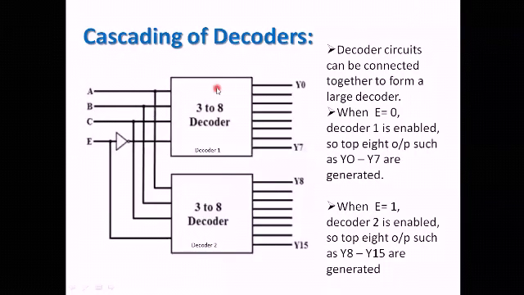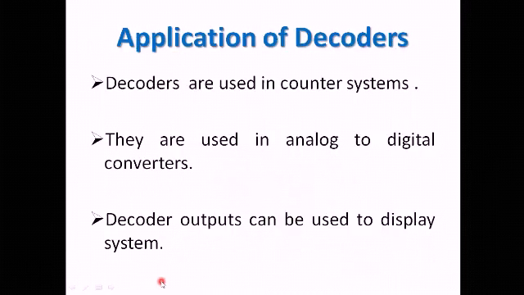I hope this cascading of decoders is clear to all of you. This cascading of decoder examples are very important in your semester exams. Now let us move to the next slide, that is applications of the decoders. First application is decoders are used in counter systems. Second is they are used in analog to digital converters. Also, decoder outputs can be used to display systems. So these were the applications of the decoders.